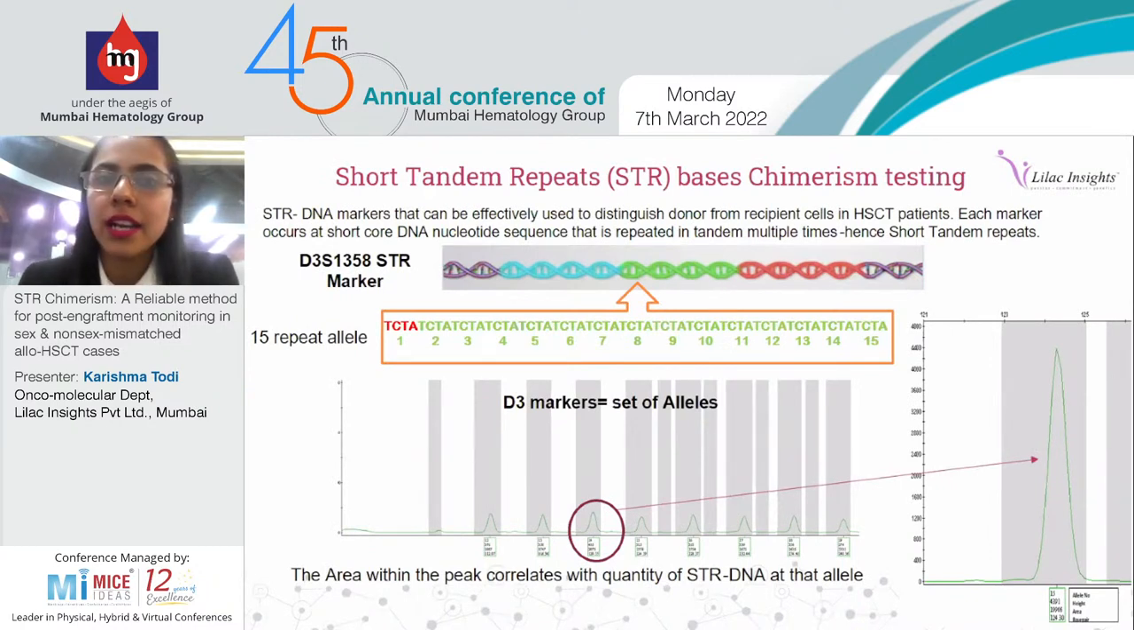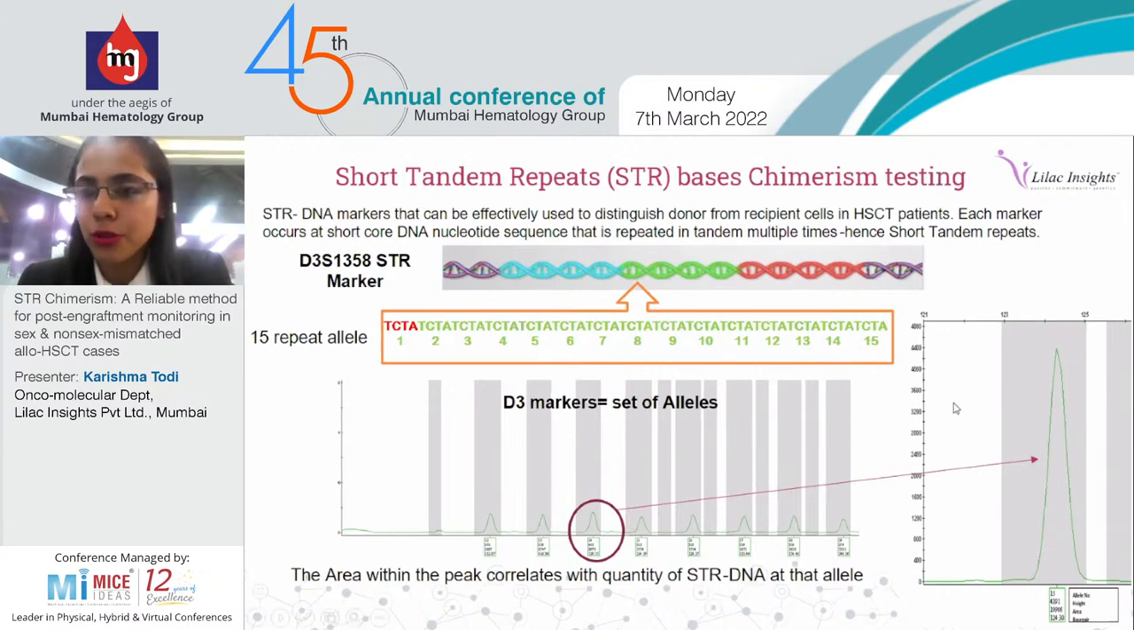But before that, I want to explain what basic STR chimerism is. STRs are small DNA markers which are repeated in a tandem pattern in every individual. So once the different alleles are determined between the donor cells and the recipient cells, it's very easy for us to do the post-engraftment studies. For example, if I take this D3 marker, there is a set of alleles present ranging from 12 to 15. So it is possible that a donor can express allele 12 and 13 or any particular allele, and the recipient can express a different allele.